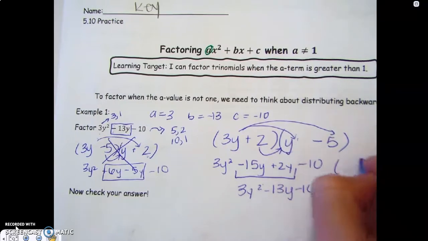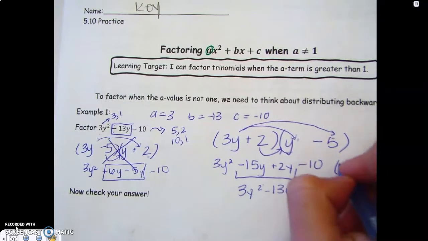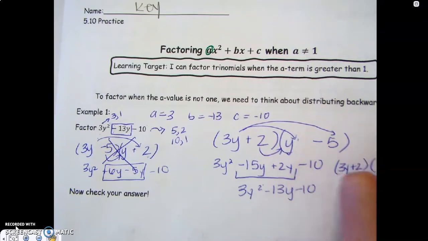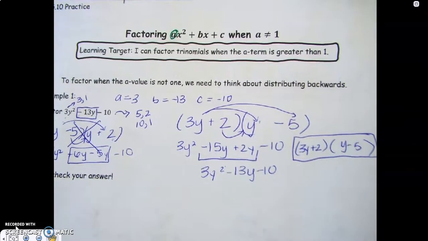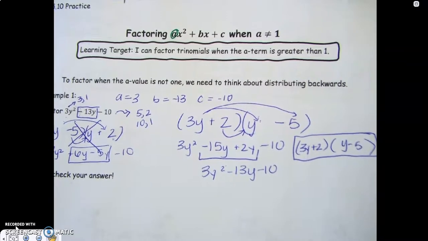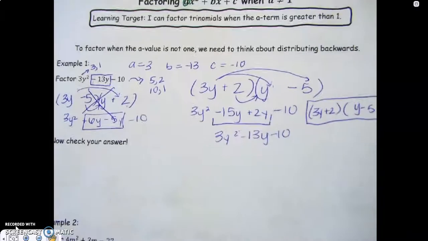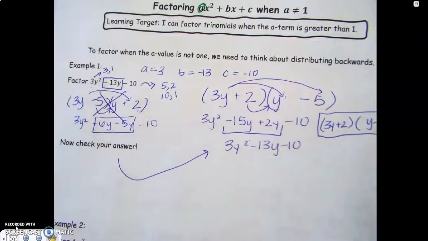So you can just rewrite it a little bit neater. So 3y plus 2 and y minus 5 is my answer for that trinomial. So this is hard because it's going to require a lot of thinking and guessing and checking, but the more you do it, the easier it will come, okay? So I kind of already checked my answer up there.